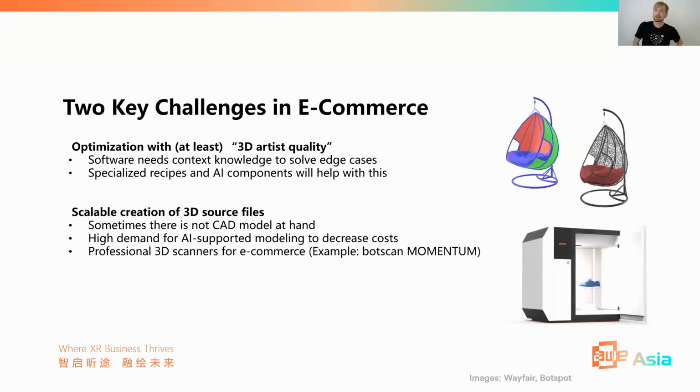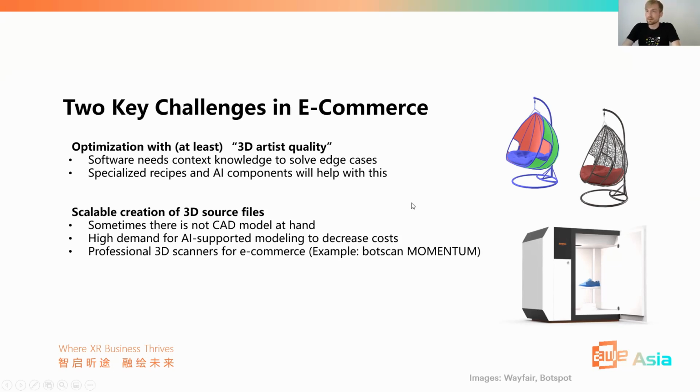And we think that there are still two key challenges left right now if we want to achieve scalable workflows in e-commerce, and one of them is the optimization with at least artist quality. So sometimes it's not that easy. Like if you want to create automatically a version like the one you can see on the right-hand side, where the wicker structure of the model is not modeled with geometry, but actually with a texture that has an alpha cutout pattern, then it's kind of hard to create these things automatically from high-resolution input. But we believe that specialized recipes and AI components will actually help with that.